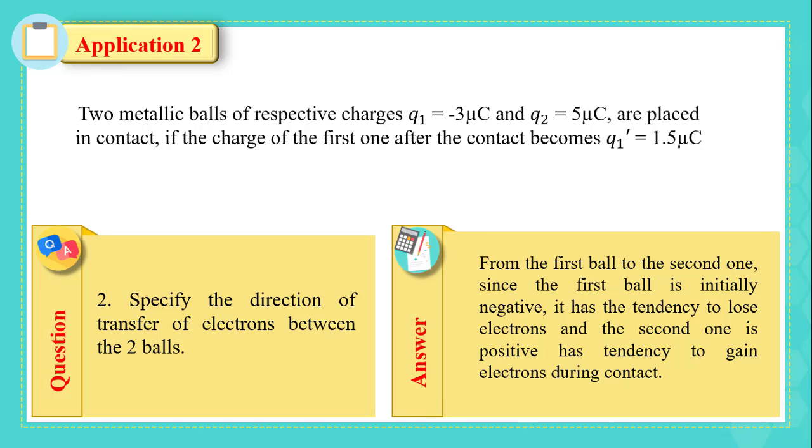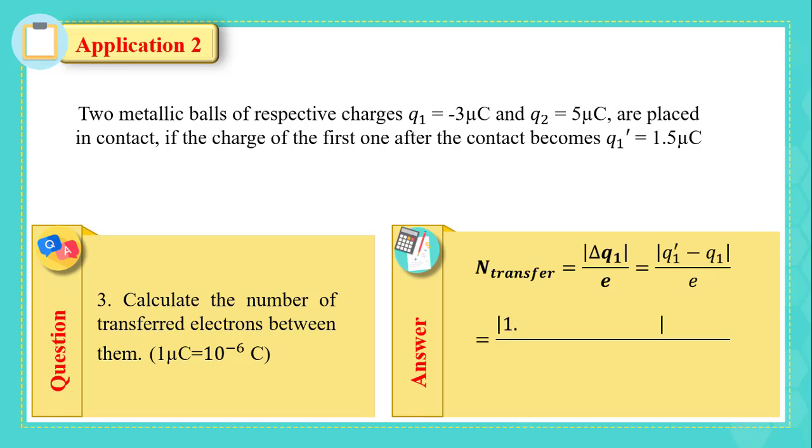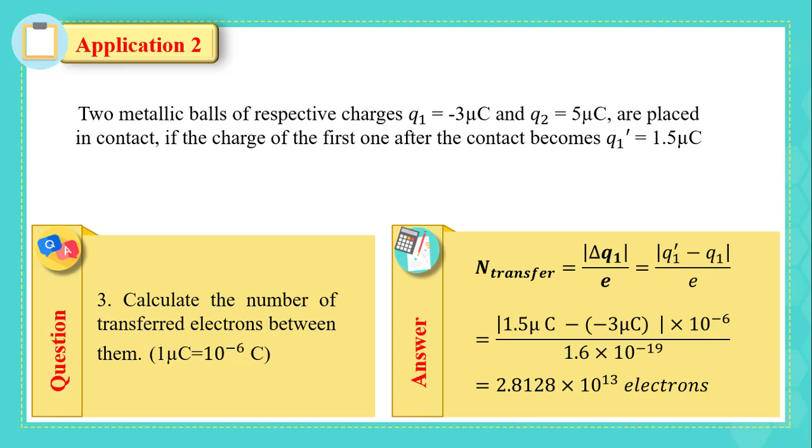The third part is to calculate the number of transferred electrons between them, such that every 1 microcoulomb is 10 power minus 6 coulomb. The answer will be like this. We apply the expression N transfer equal the absolute value of Q prime 1 minus Q1 over e, and we substitute the values instead of each one. So the final answer will be 2.8128 times 10 power 13 electrons. This is the number of transferred electrons between these two balls.